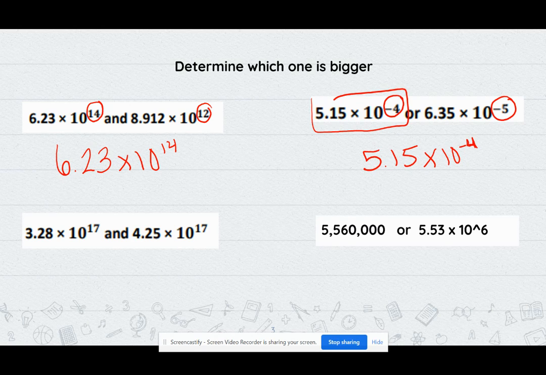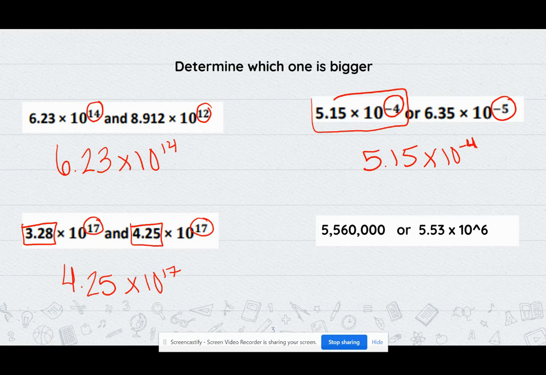All right, this third one, they want us to look at it. They're both in scientific notation. So I'll circle my exponents and look at those. They're both 17. All right, so now I have to look at their decimals. So we have 3.28 and 4.25. The bigger one in this case is 4.25 times 10 to the 17th. So since the exponents were the same, I look at the decimals and determine which one is bigger.